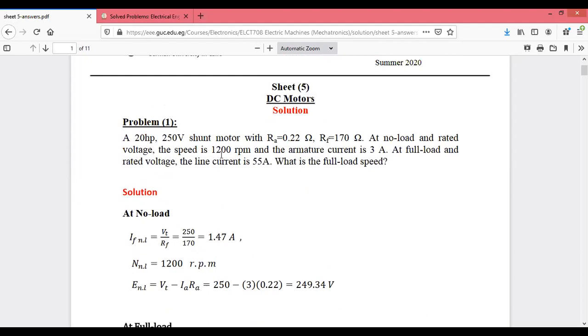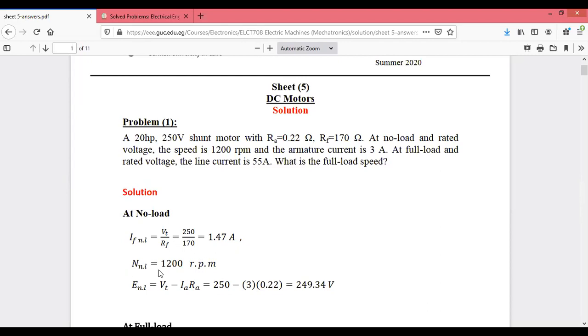They have given the speed here, but that speed is given when there is no load, and you are supposed to find the N_FL. What does capital N mean? You are supposed to find the speed, in rotations per minute, for the full load. So that will be N_FL.